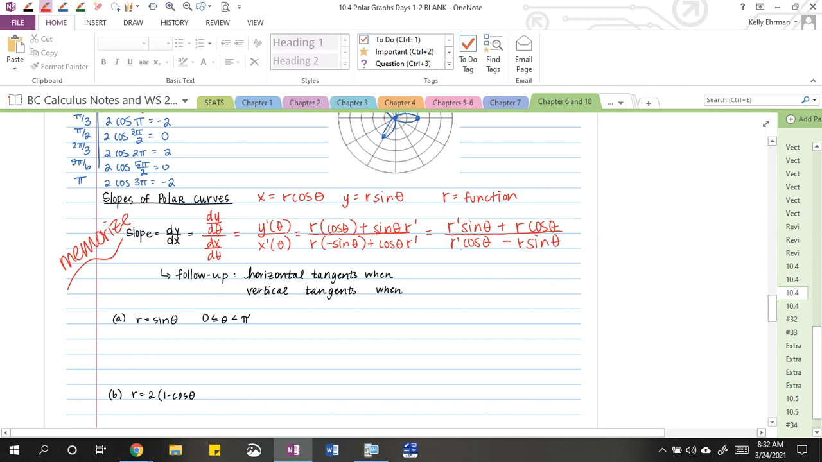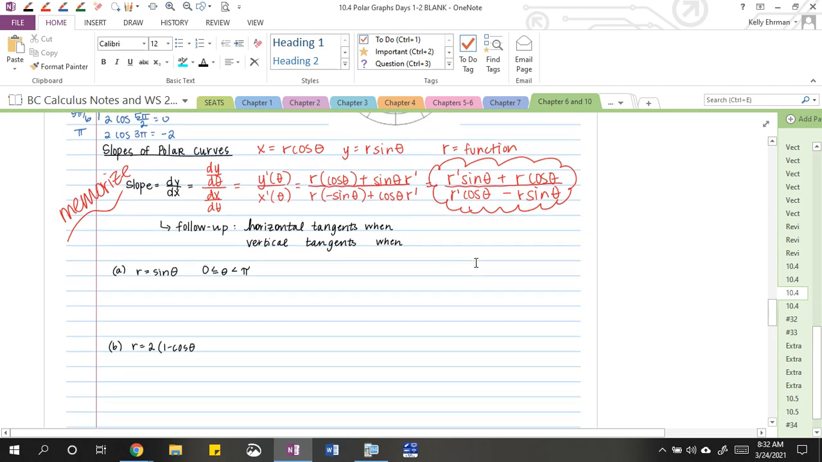The primes go first. This is not equivalent at all, but I try to remember it as like tangent over cotangent, because sine and then cosine in my head is like tangent, and cosine minus sine in my head is like cotangent. That's not right, but that's just how I remember it. So anyway, memorize this thing so that when you're asked to find dy/dx, you can just jump right into it.